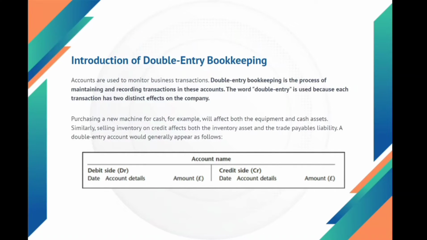Purchasing a new machine for cash, for example, will affect both the equipment and cash assets. Similarly, selling inventory on credit affects both the inventory asset and the trade payables liability. A double entry account would generally appear as follows.